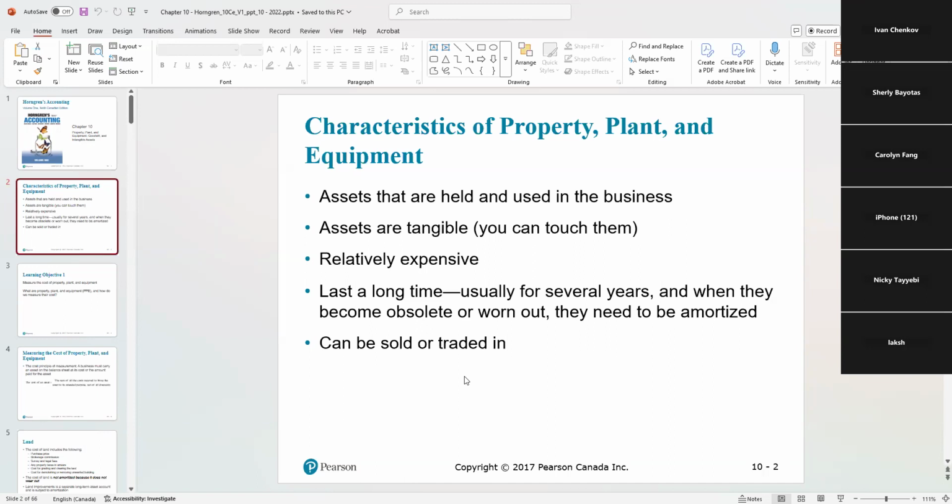At any point they can be sold or traded, but keep in mind, that's not part of our operations. Our operation is to generate revenue or to generate sales. Property, plant, and equipment help us fulfill that purpose, which is the main purpose of the business, to produce products or merchandise to sell them for revenue. So when we sell property, plant, and equipment, that's not part of the normal operation. That will be something else.